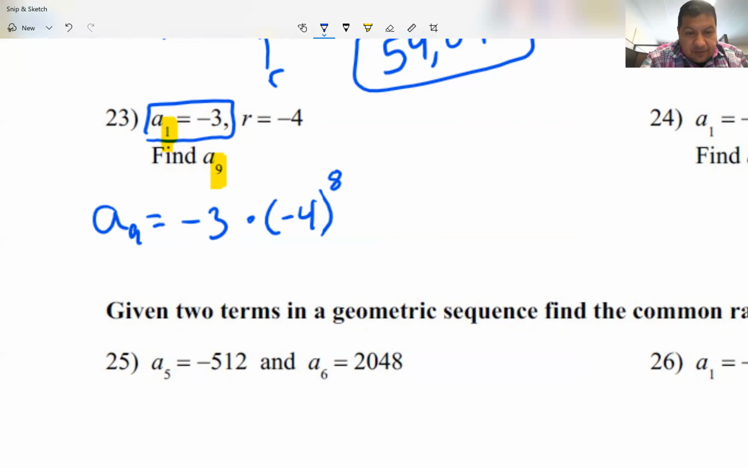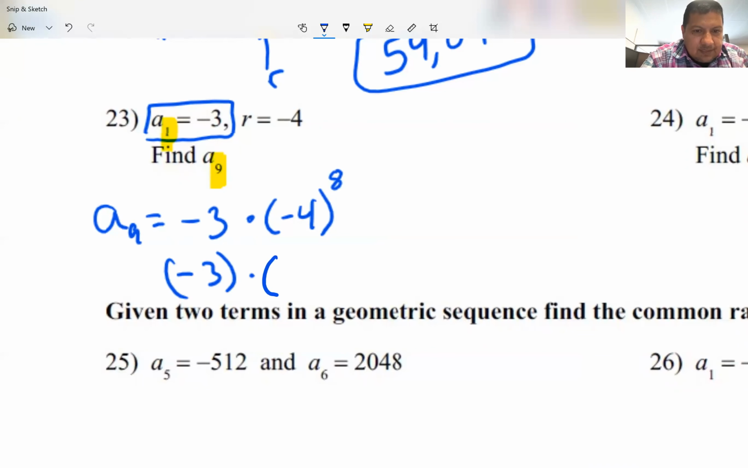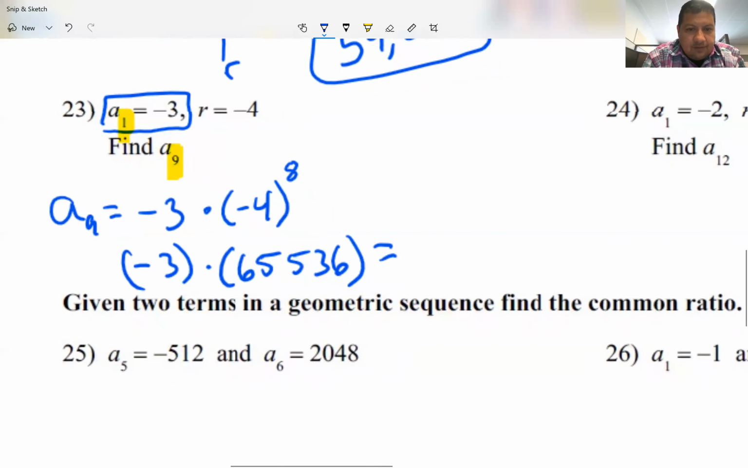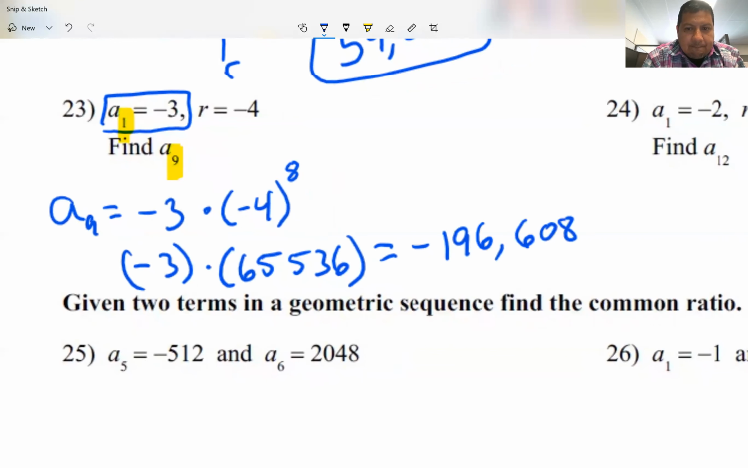I have a calculator, so I type it in. So I'm going to get -3 times 65,536. -4 to the 8th power, that's what it gave me. Now let me multiply these two numbers out, and my answer will be -196,608.